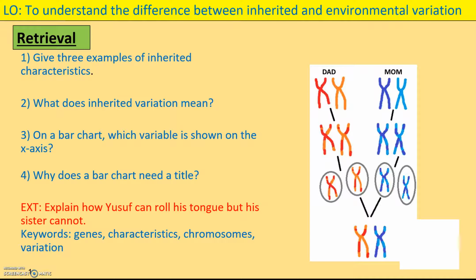Our first task is to complete the retrieval questions. Please pause the video and complete the 4 questions now. There is also an extension task with keywords to support you. We have got genes, characteristics, chromosomes, and variation. Off you go now.